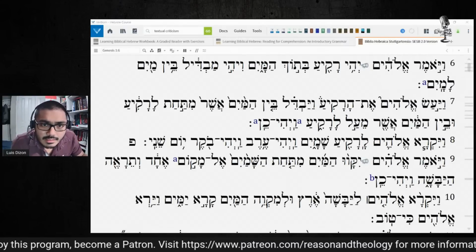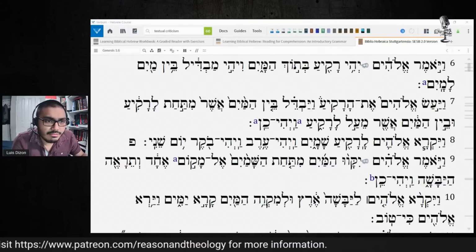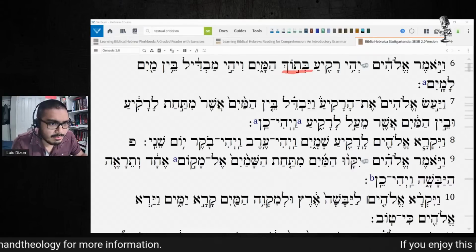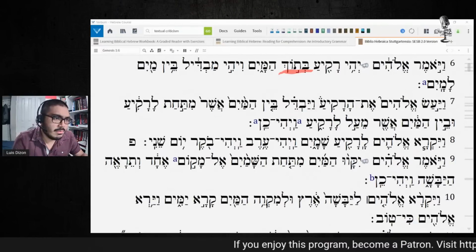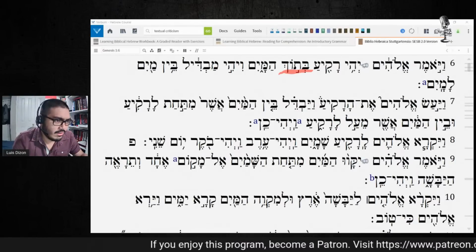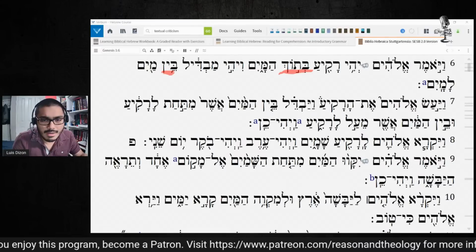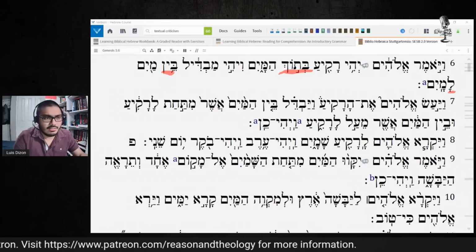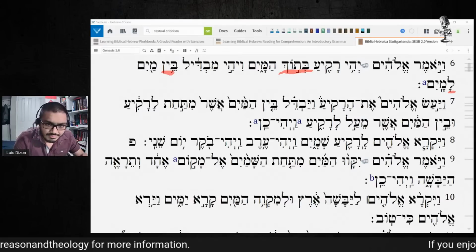And God said, let there be a firmament, or expanse, in the midst. So that's a preposition, b'toch hamayim, in the midst of the water, and let it be a separator or a divider, ben, between water, lamayim, to water, between water and water. Three prepositions right there: in the midst, between, and to.